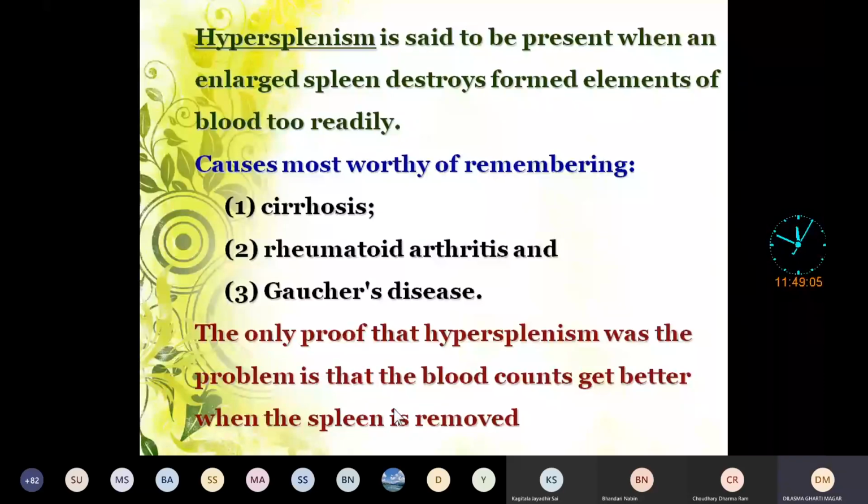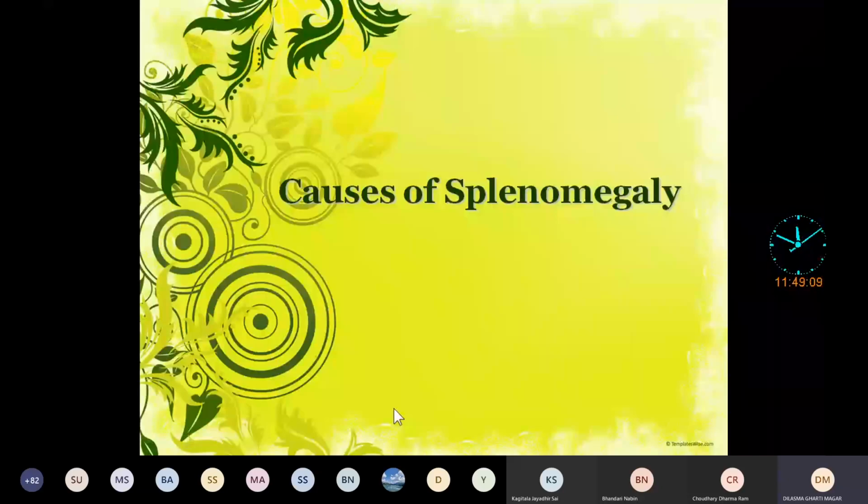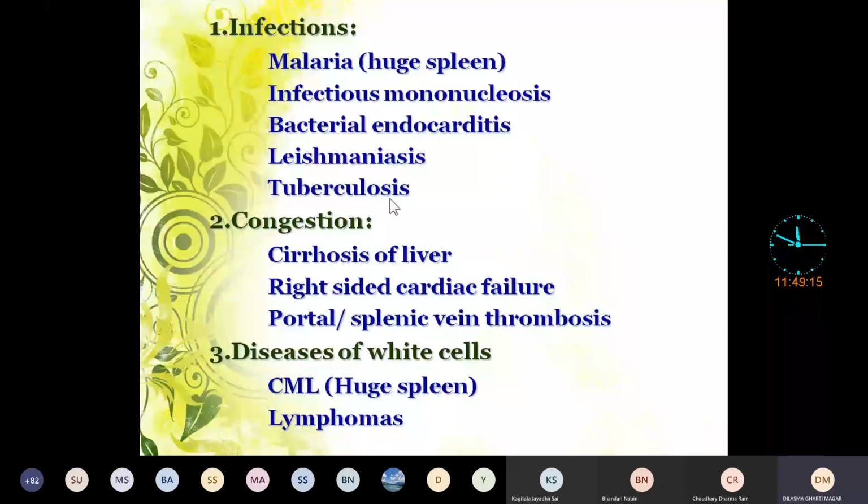There are different causes, bacterial and other infectious causes. So now we'll come to the causes of splenomegaly. Malaria: in case of malaria, the liver can also be enlarged sometimes, and the spleen will be highly enlarged. A huge spleen will be there. And in case of infectious mononucleosis, bacterial endocarditis, leishmaniasis, and tuberculosis, all these infections will lead to splenomegaly.